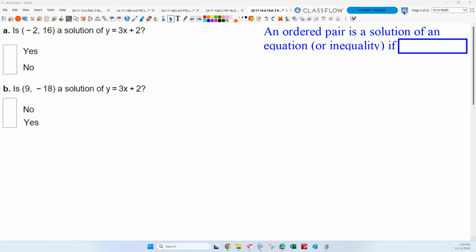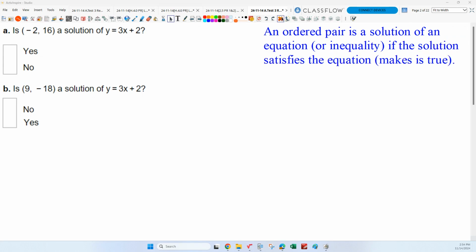Okay, so how do we do this? If I want to determine if the ordered pair negative 2, 16 is a solution of the equation y equals 3x plus 2, Vance, what do I do? You insert the x in the y. Okay, 16 would go at y, negative 2 would be inserted at x. There you go, exactly. So all I'm going to do is plug those values in, and if they satisfy the equation, if they make it true, then it's a solution, right?